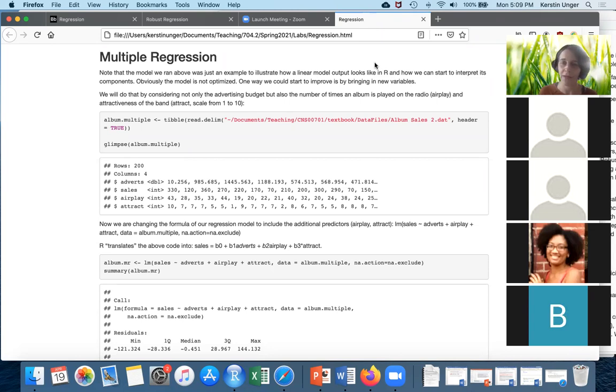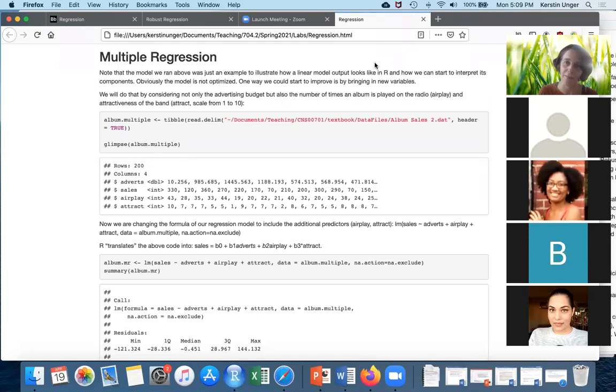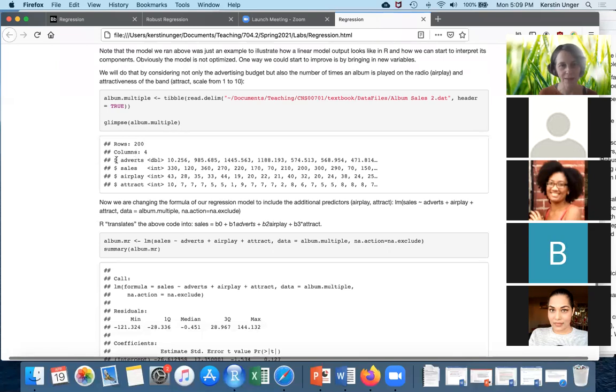The first predictor is, in addition to what we used for the simple regression, the amount of money or the budget that was spent on advertising the album. Now we are also including another predictor, airplay, how often the album is played on the radio, and also the attractiveness of the band. That's the sample data set that we're working with. You can see here, as last time, we have the advertisement budget and the sales numbers. Then the airplay variable is the first additional predictor, and the attractiveness is the second additional predictor.